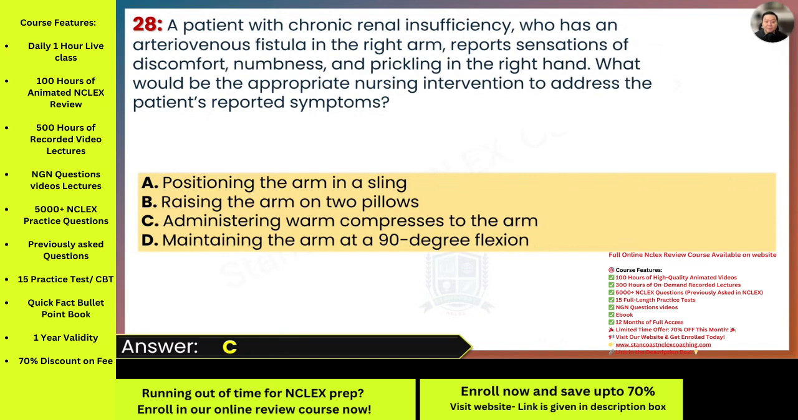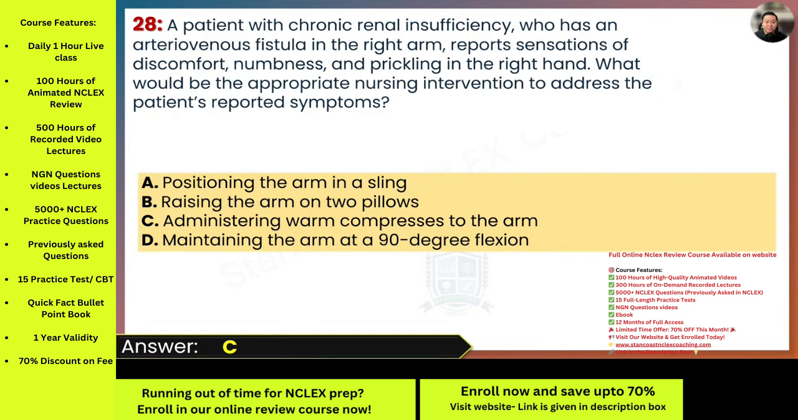Now, keep in mind that to alleviate these symptoms, the most effective intervention is to promote better blood circulation to the affected area. And that is why administering warm compresses can help dilate the blood vessels, which will help improve the blood flow to the hand, and it will ease the discomfort. And in addition to that, analgesics may be prescribed to help manage the discomfort associated with the lack of adequate blood flow. Now, what about letter A, positioning the arm in a sling?